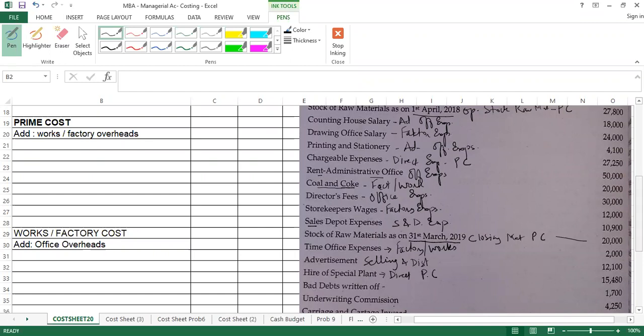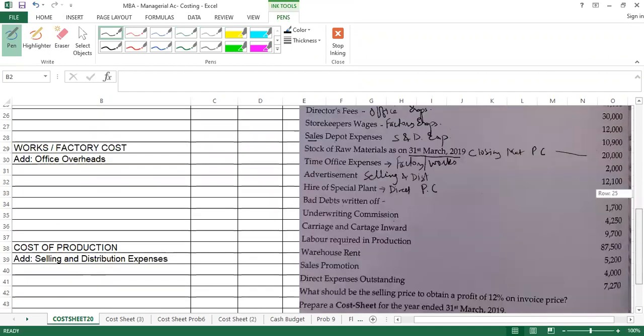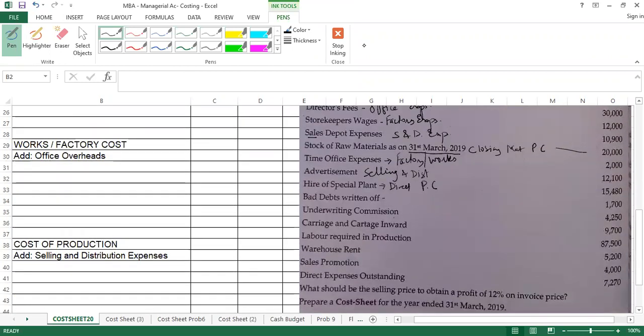Next one. Bad debt written off. Yes, bad debts written off. What is bad debts written off? The amount that we are unable to recover from the credit customers, that is bad debts. This happened because you want to sell more. So this is your selling and distribution expenses. Bad debts. Next.